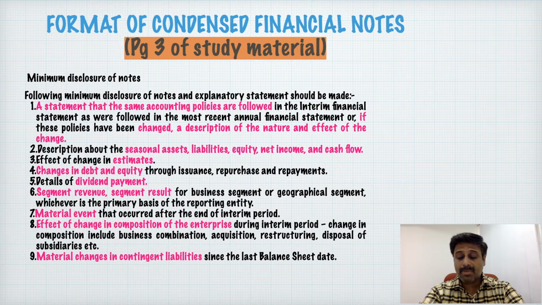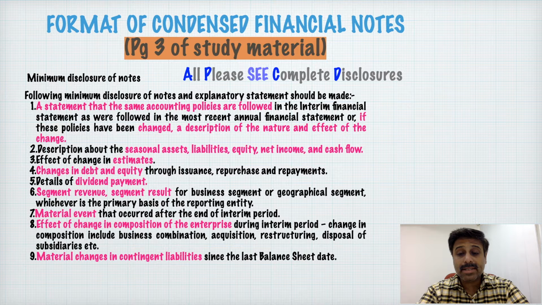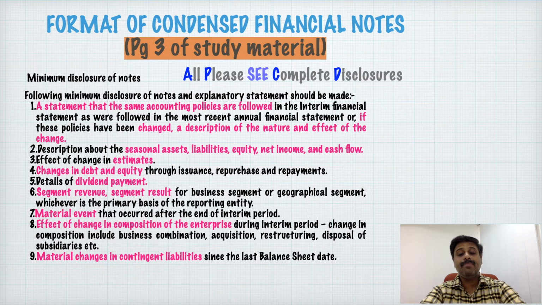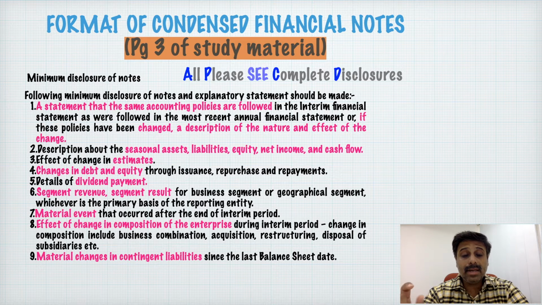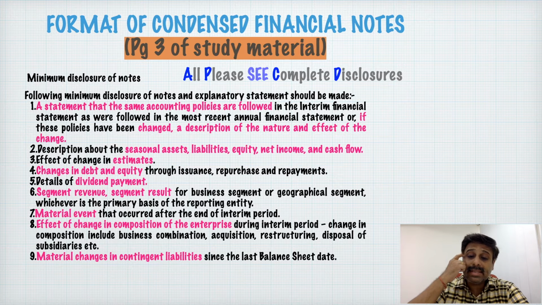Now, how will you remember these disclosures? "All please see complete disclosures." Write this down in your study material. How will you remember the 9 disclosure items? The short form is "All please see complete disclosures." The first letters are important: A, P, S, E, C, D. Therefore I have written C and D in capital letters.